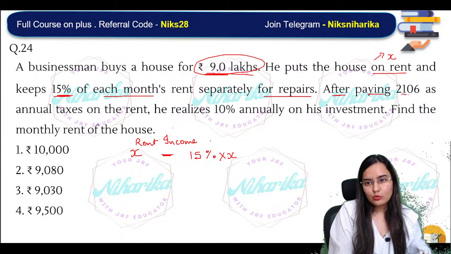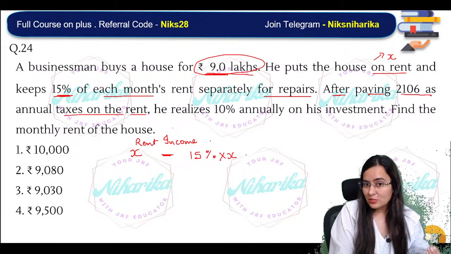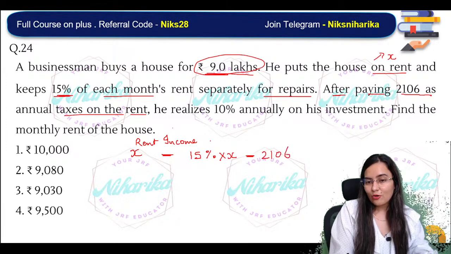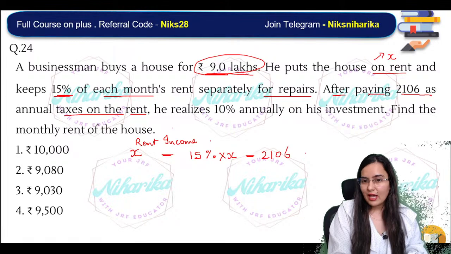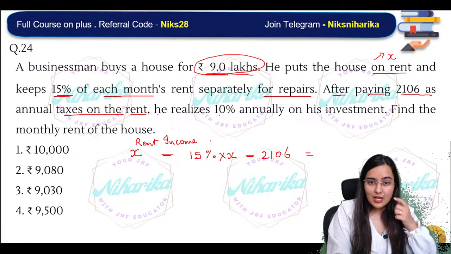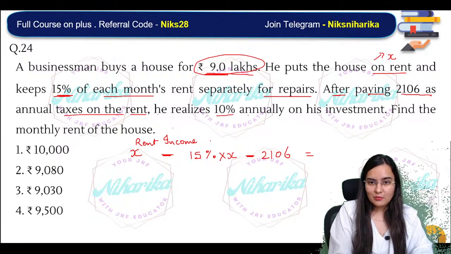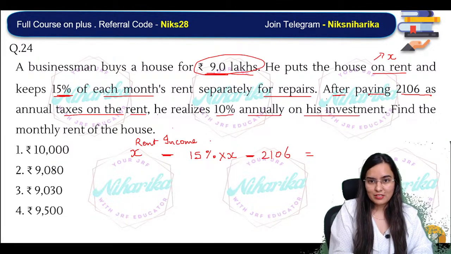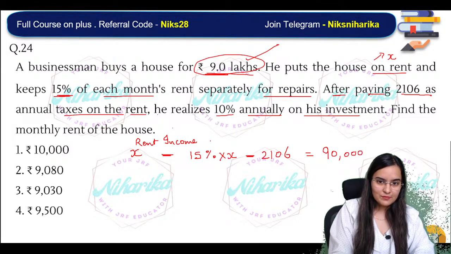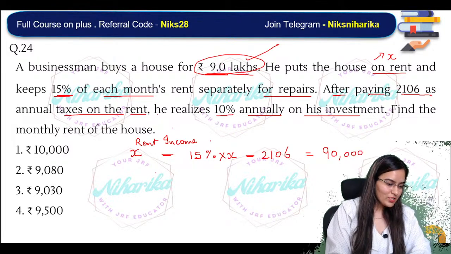After paying 2106 as the annual taxes on the rent, he is paying the taxes also. Now, what is left in his hand? He realizes 10% annually on his investment. So this was the investment. What's the 10% of 9 lakh? That is 90,000. You just have to solve the equation.